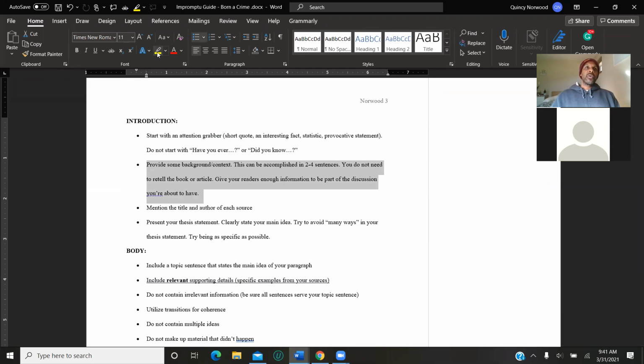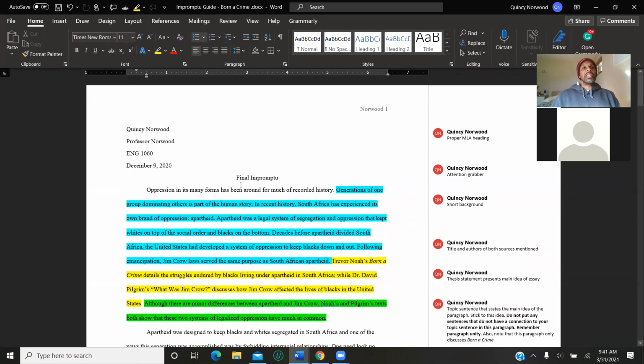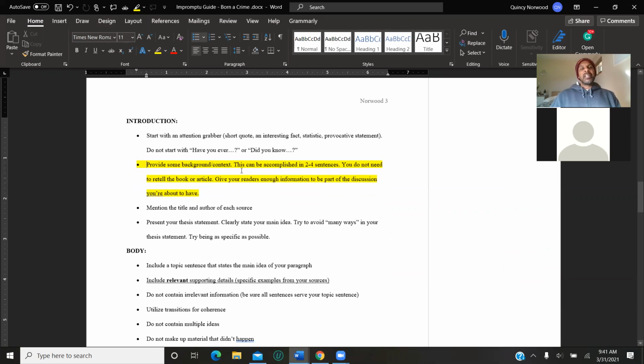Then provide some background or some context. It can be a continuation of the way you began, like this one, right? Oppression in its many forms, and then it gets a little bit more specific about apartheid and the Jim Crow South. But again, this shouldn't be that long either. Two to four sentences. That's it.